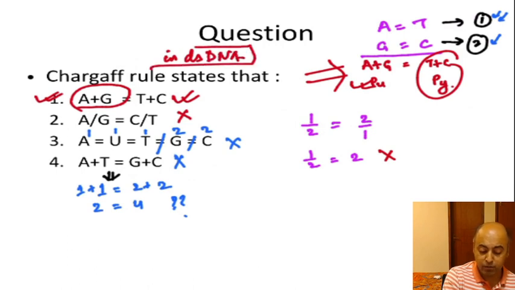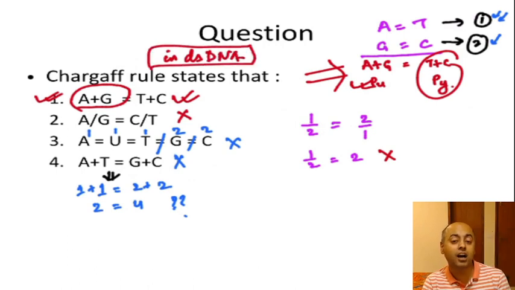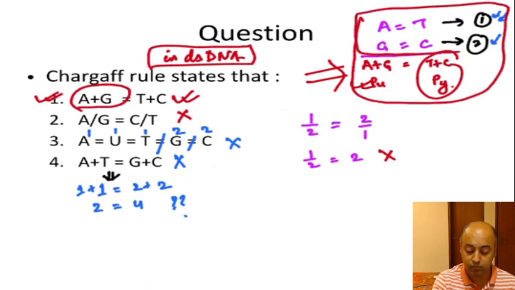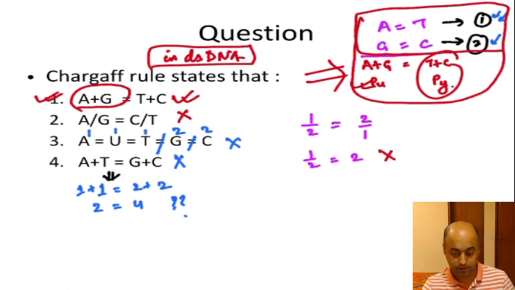This will not be applicable if you're talking about single-stranded RNA or single-stranded DNA. This will be applicable only in the case of the double-stranded molecule. Please remember the Chargaff rule and the shortcut that I told you for how to do the calculation when it comes to the content of purine and pyrimidine, to check whether the given equation is correct or incorrect.